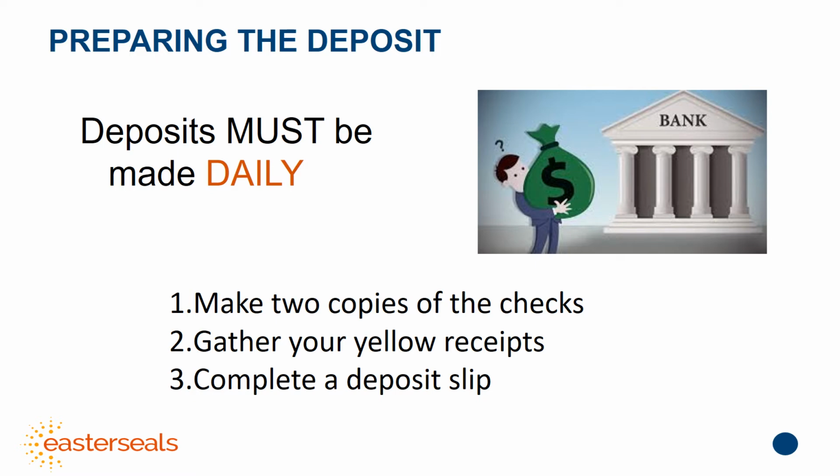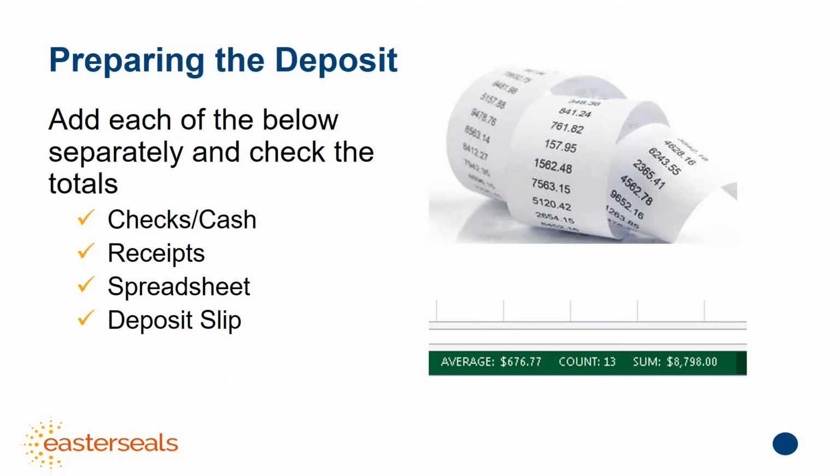You're going to gather all the yellow receipts that you've already written out, and you're going to complete a deposit slip based on the total of those receipts. So based on how much you have, you're going to write the deposit slip.